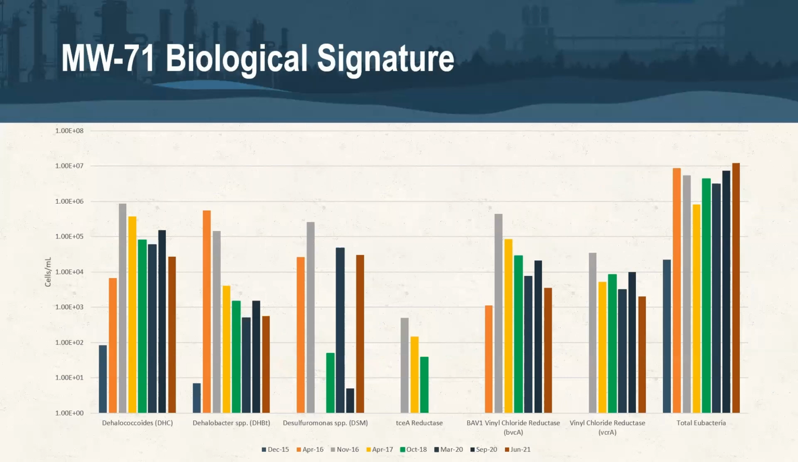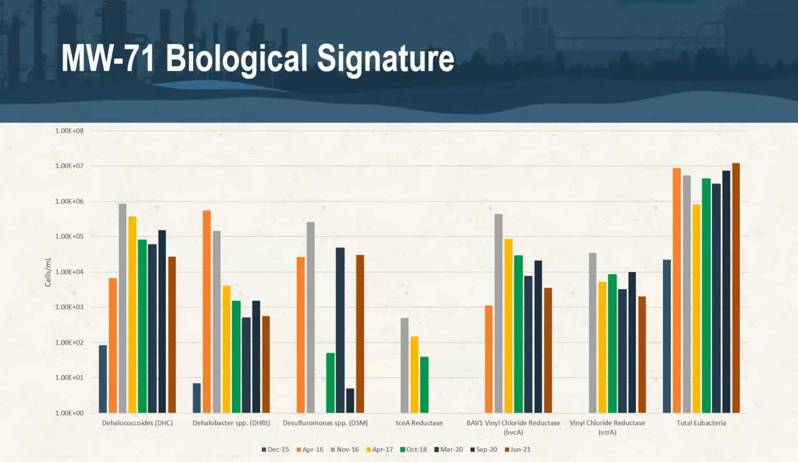I also mentioned there was a site where they had done microbiological testing over the course of the project. Here's that data from MW71. And so Dehalococcoides here, we see on the far left, at about a 10 to the 2 concentration to start with. In general, we see some DHC. Usually it's a pretty low concentration.